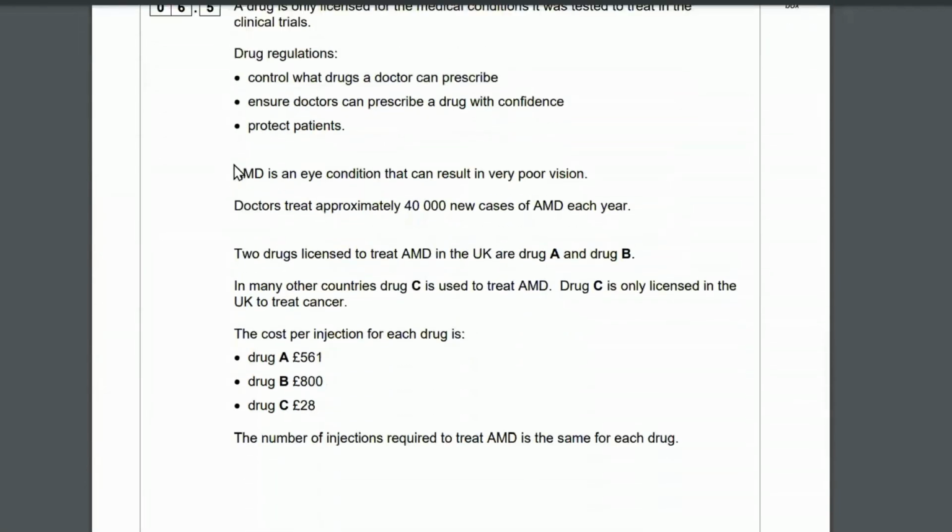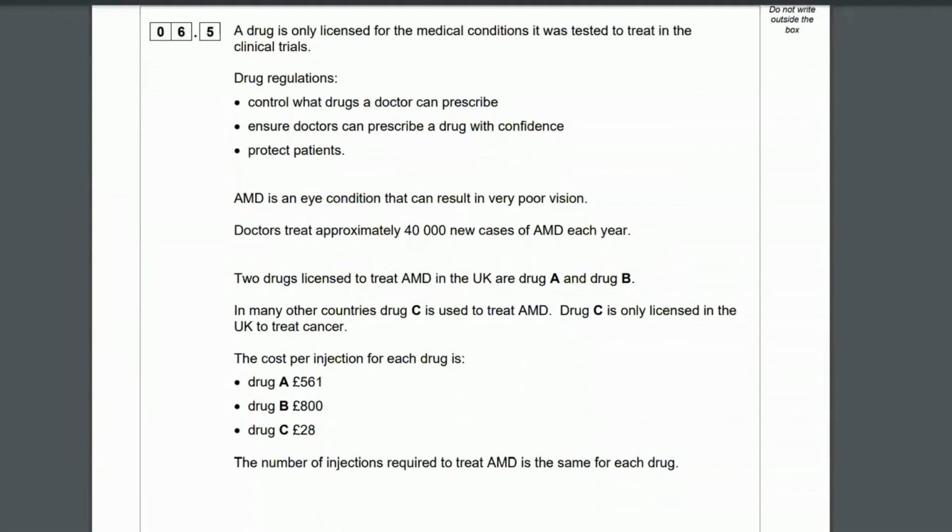Okay, and this looks like finally, a drug is only licensed for medical conditions it was tested to treat in the clinical trials. Drug regulations control what a doctor can prescribe. So we have these things called drug regulations. So doctors can't just give you any drug. They ensure doctors can only prescribe a drug with confidence and they protect patients. AMD is an eye condition that can result in very poor vision. Doctors treat 40,000 new cases of AMD each year.